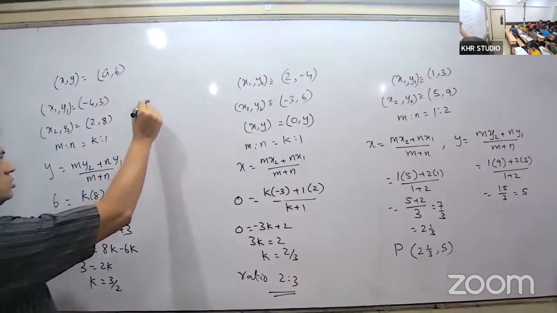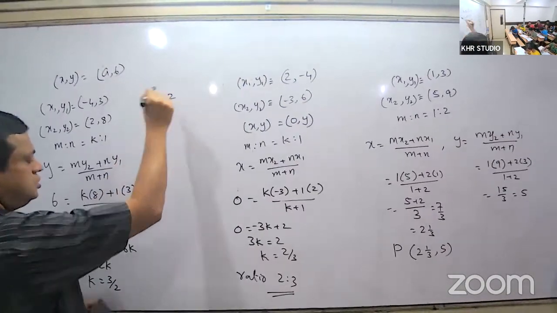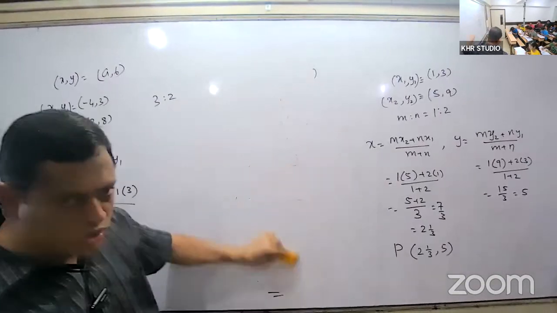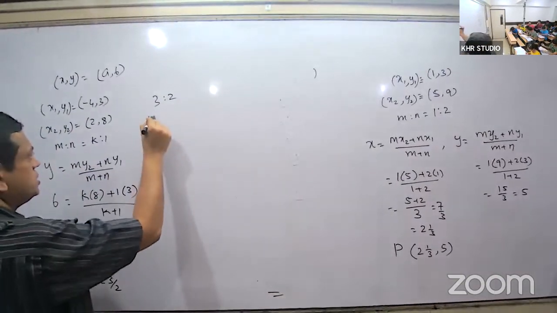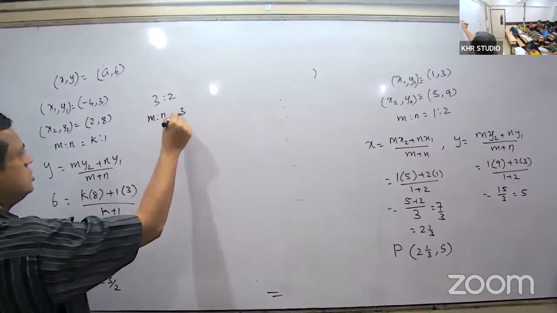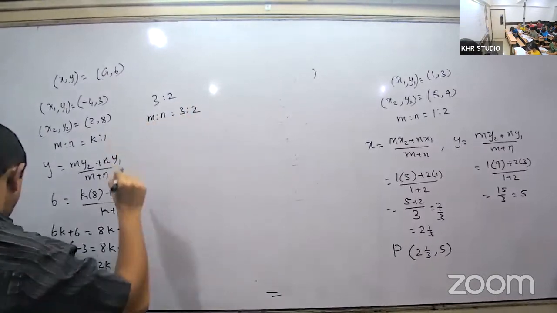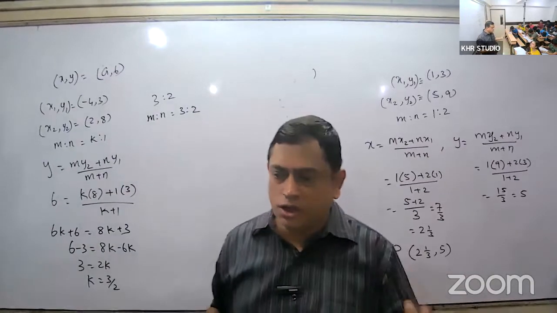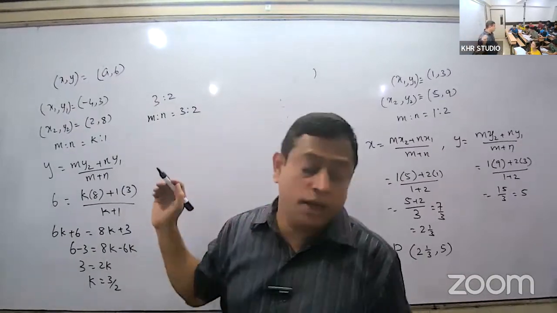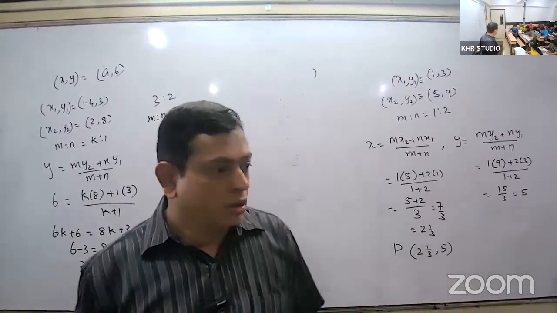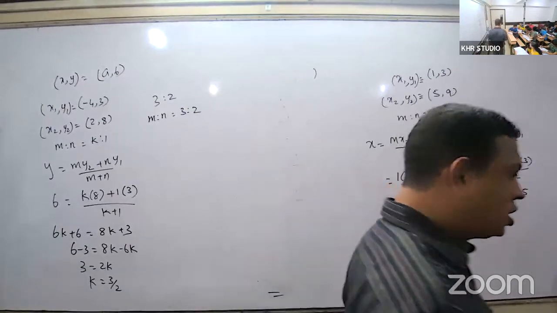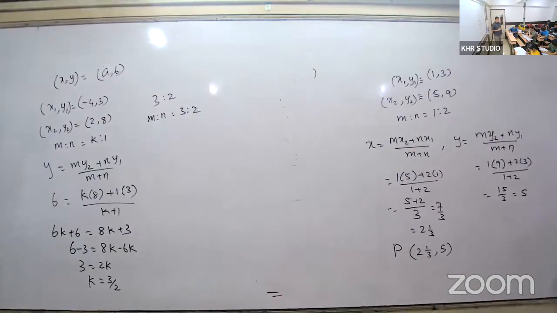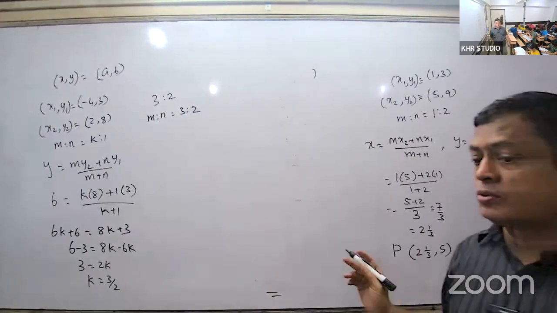Therefore the ratio 3:2. First part. Now you have to find the value of A also. So write M is to N is equal to 3:2. Now we have to find the value of X. Ratio, only ratio, you have to find out the value of A also. Okay, so X formula and substitute.